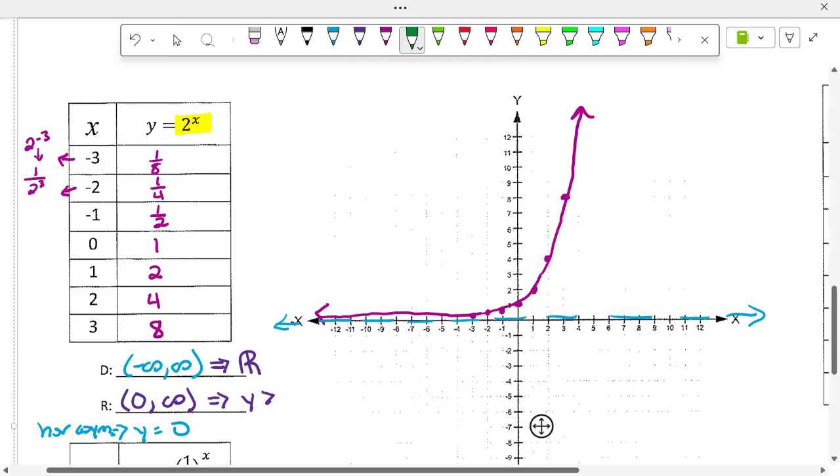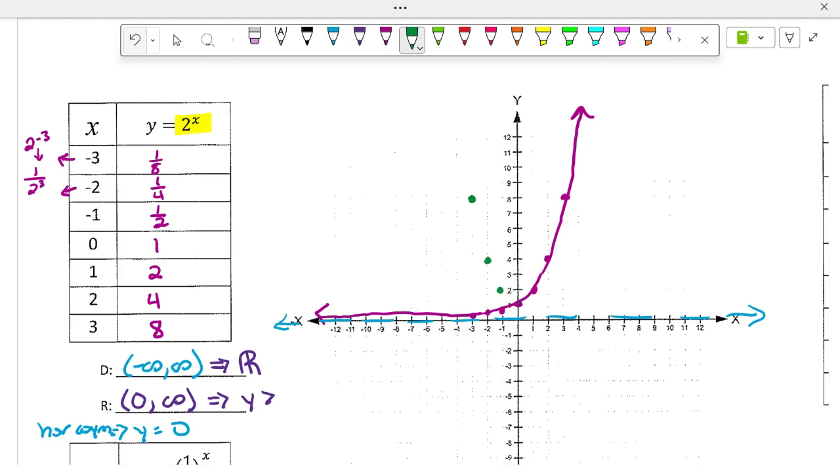All right, so I got negative 3, 8. Put that at negative 4. Negative 2, 4. Negative 1, 2. 0, 1. 1, 1 half. 2, 1 fourth. And 3, 1 eighth. So my graph's going to look something like this. So this graph is y equals 2 to the x. This graph is y equals 1 half to the x.